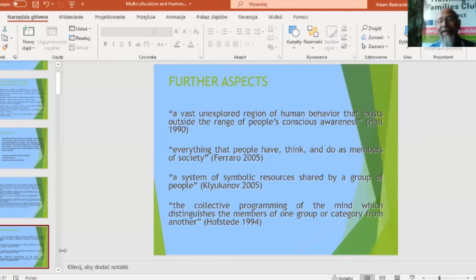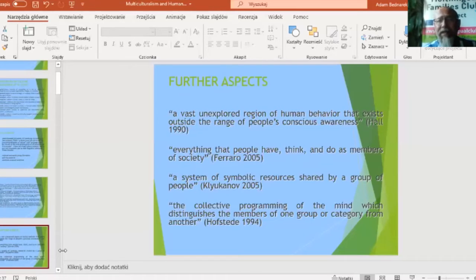So Hall called it a vast unexplored region of human behavior that exists outside the range of people's conscious awareness. Unexplored region, because for those of the future, those of the past, even European culture has changed so much thanks to the mix of cultures, to the further understanding of the beneficiaries that may come, the people who may take beneficial elements from this and move it forward. Ferraro said that it is everything that people have, think, and do as members of a society. So as functioning members of a society, we have an obligation to then further create, to develop. And that's, again, an ever-expanding source.